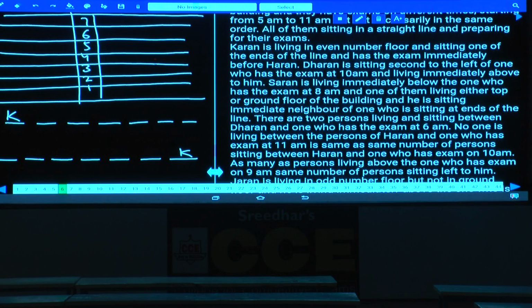Then Karan is on an even number floor. Tell me what are the different possibilities we can have here. Karan can be on the 6th floor or on the 4th floor. If these two are invalid, then we can directly go for the 2nd floor. As of now, let us work out with the two possibilities.